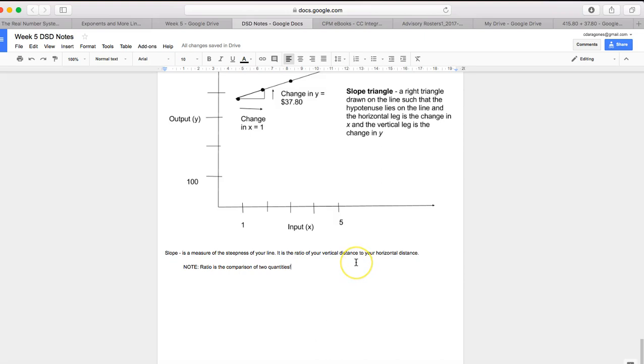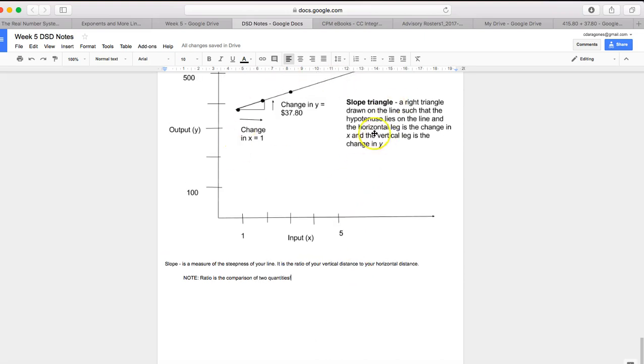So in my specific case, in my example, my vertical change, or my change in y, is equal to $37.80. For every input, I'm going up $37.80. My horizontal change is just 1, right? I go 1, then 2, 3, 4, 5. So my change in x is just 1.